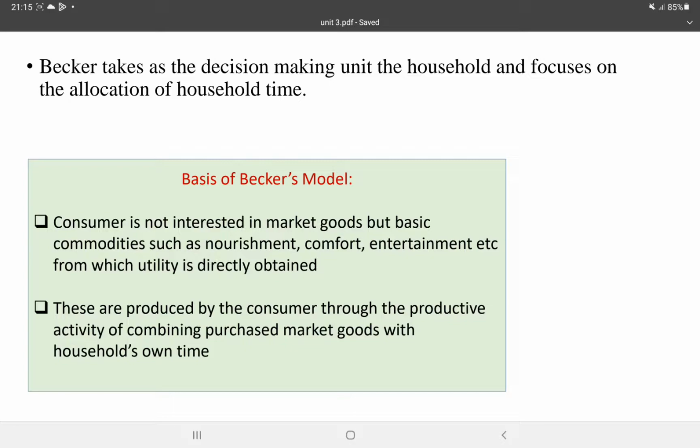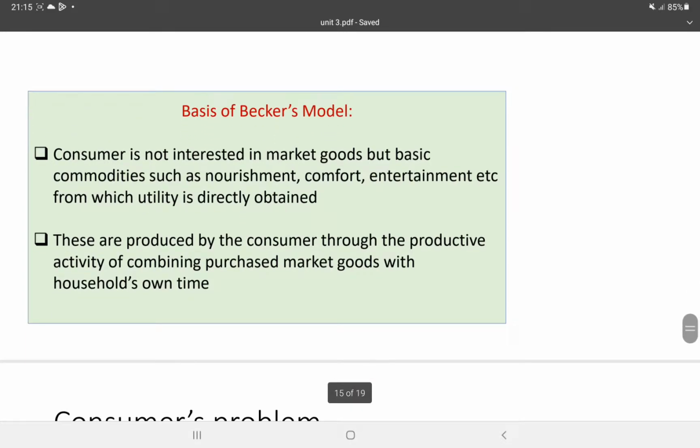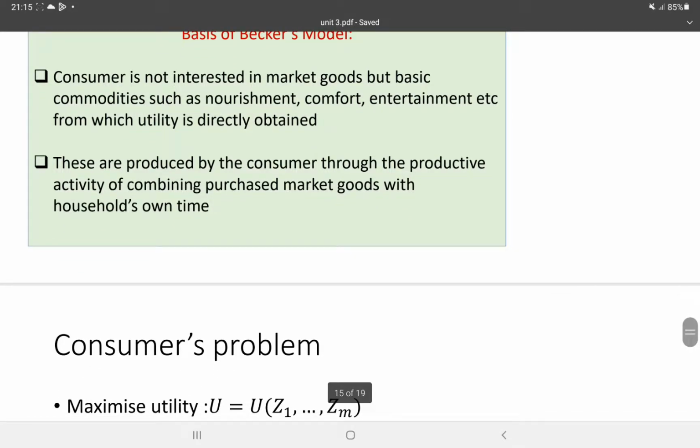And again, the basis upon which the model rests is that the consumer is not interested in the market goods, but is rather interested in the basic commodities such as nourishment, comfort, entertainment, etc., from which utility is directly derived or obtained. These are produced by the consumer through the productive activity of combining the purchased market goods with the household's own time.